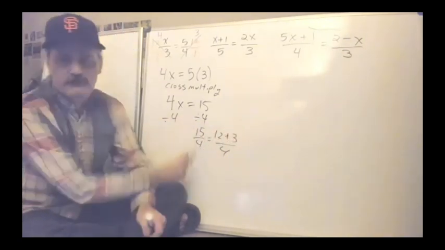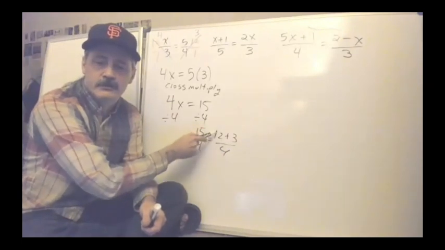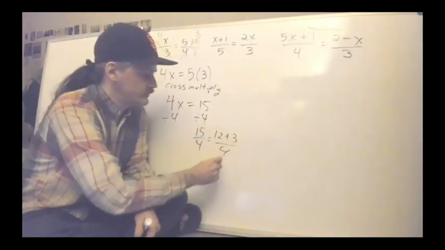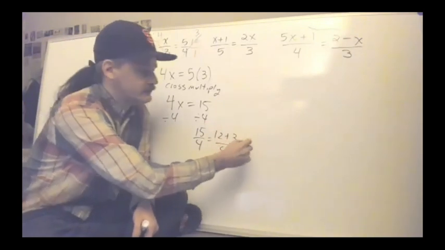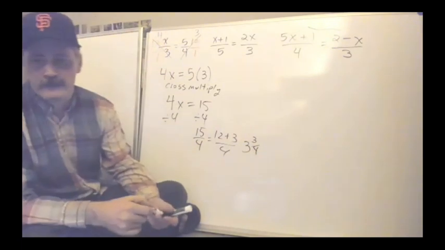Right, so then if you want to write this as a mixed numeral, the closest multiple of 4 is 12, and then we got 3 left over. So 3 wholes and 3 left over. Denominator is still going to be 4.